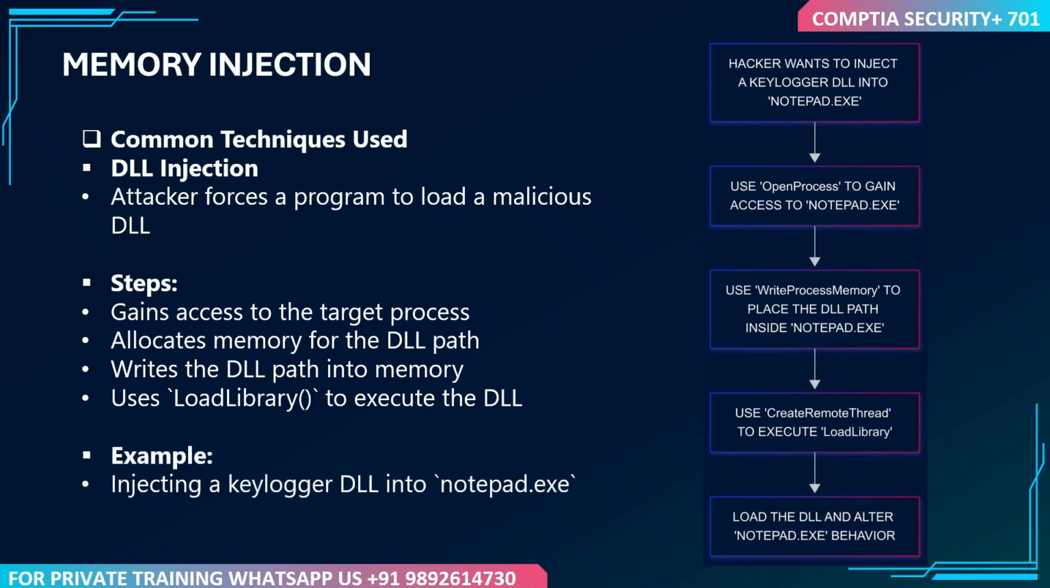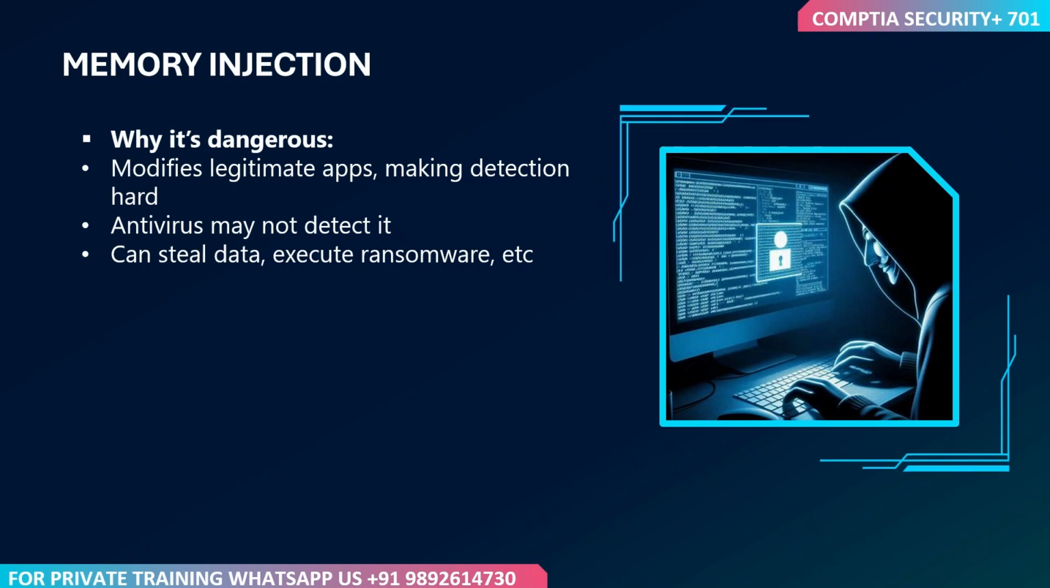Example of DLL injection in Windows. A hacker wants to inject a keylogger DLL into notepad.exe. They might use a Windows API function like OpenProcess to gain access, followed by WriteProcessMemory to place the DLL path inside notepad.exe. Then they use CreateRemoteThread to execute LoadLibrary, loading the DLL and altering notepad.exe's behavior.